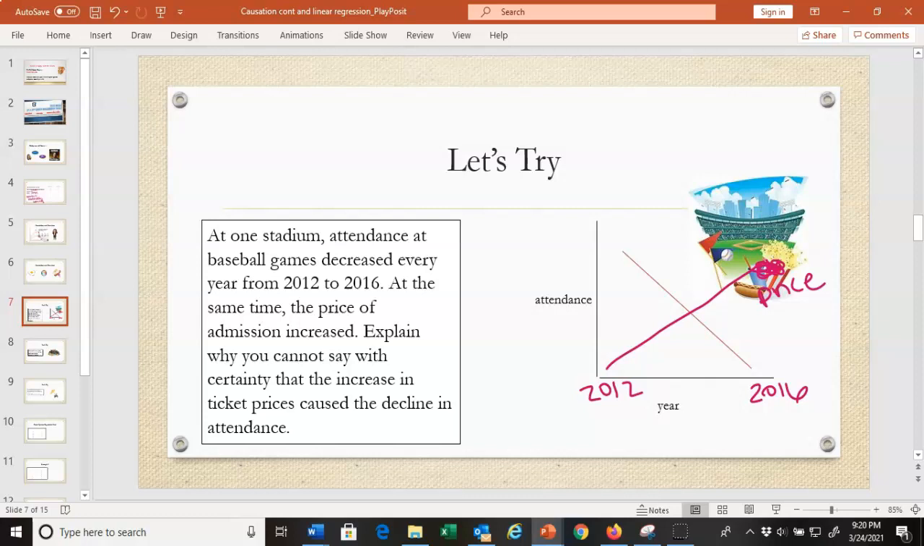Maybe the local economy went into a downward slump, so people were earning less money. So it wasn't necessarily that the price went up, it's just that people didn't have as much money to spend on recreational items and entertainment. So there are just so many lurking variables. It doesn't mean that it's not a causation. It just means that it might not be the reason or the only reason.